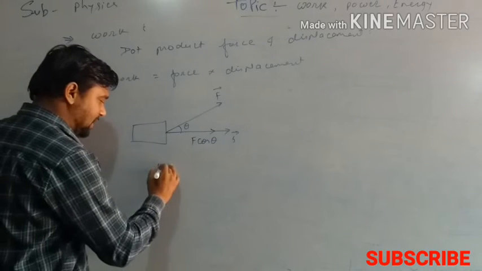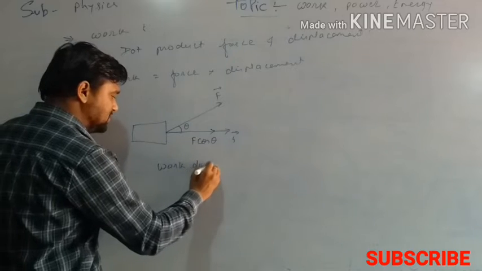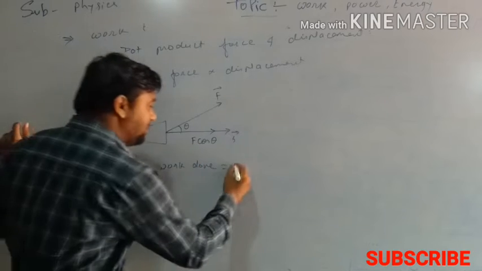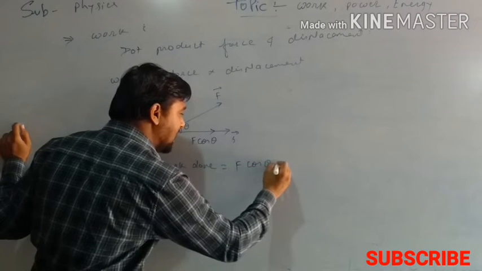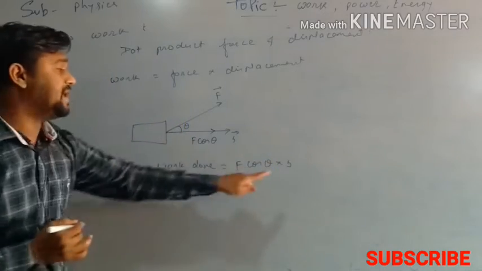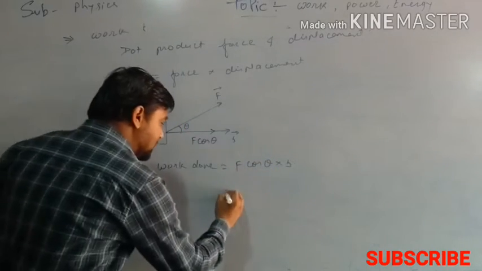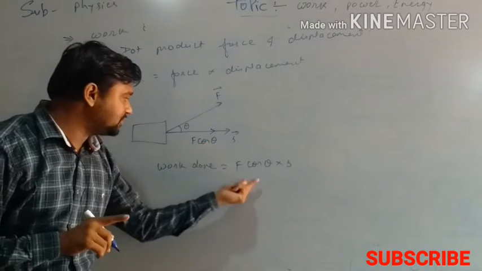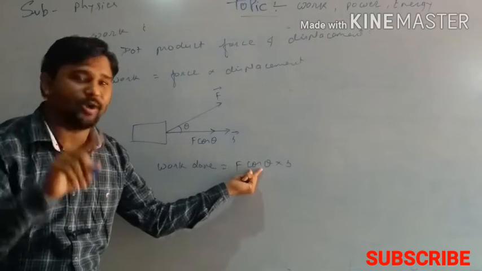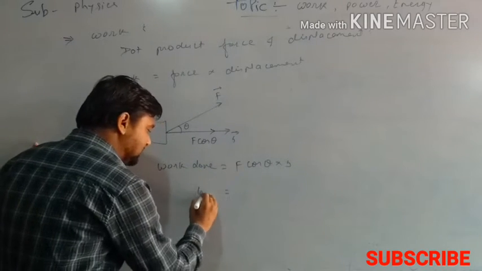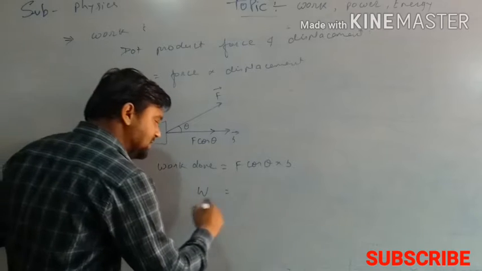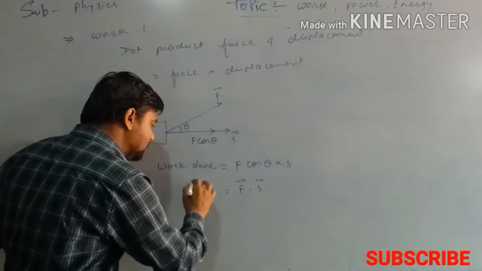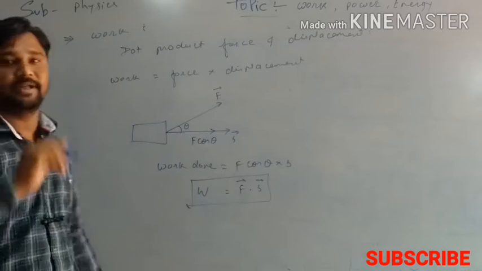Then the equation of work done becomes the force which is in the direction of displacement, F cos theta, into displacement, and displacement is denoted by S. So the angle between force and displacement is given by theta, and in the equation we get cos of theta, cosine of theta. Hence the work done, represented by W, is written as F bar dot S bar. This is the exact definition of work done.